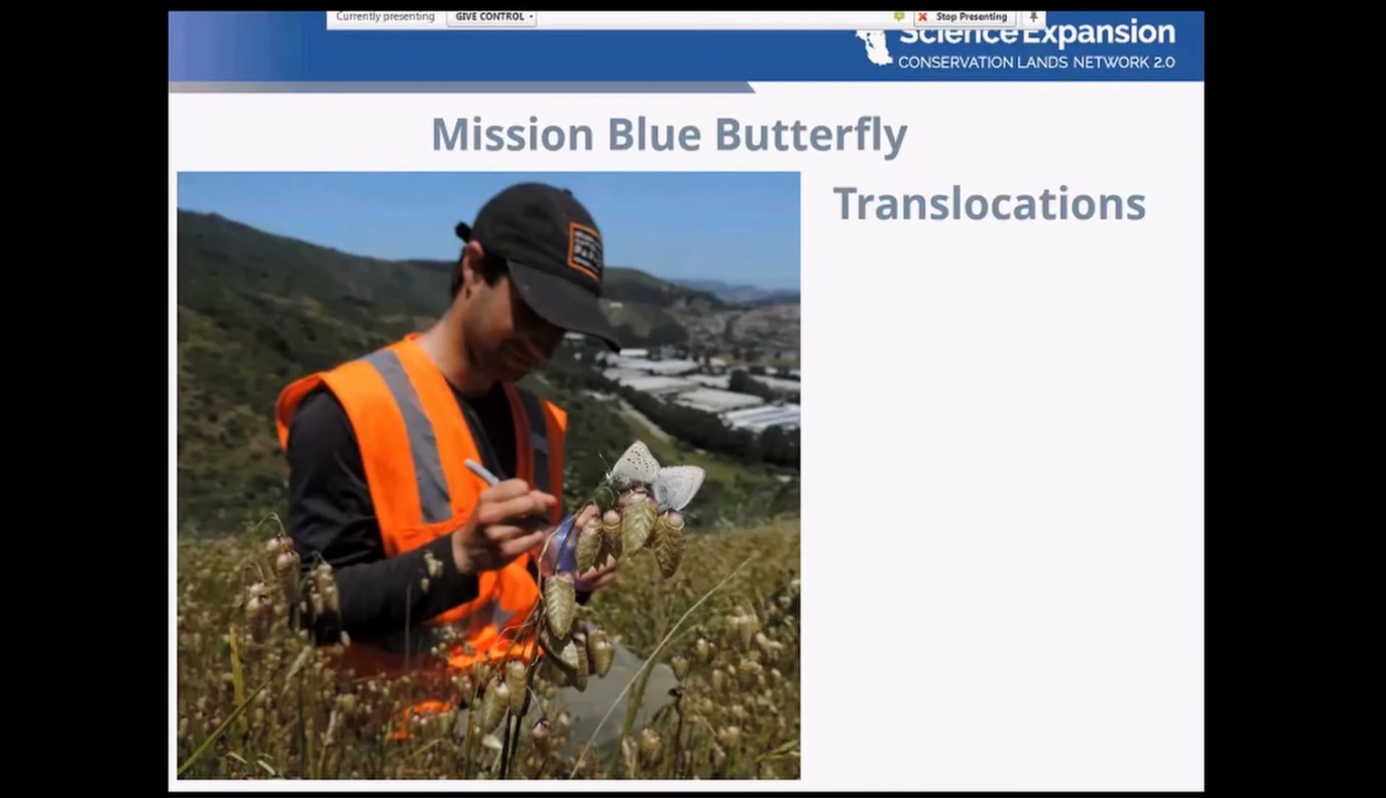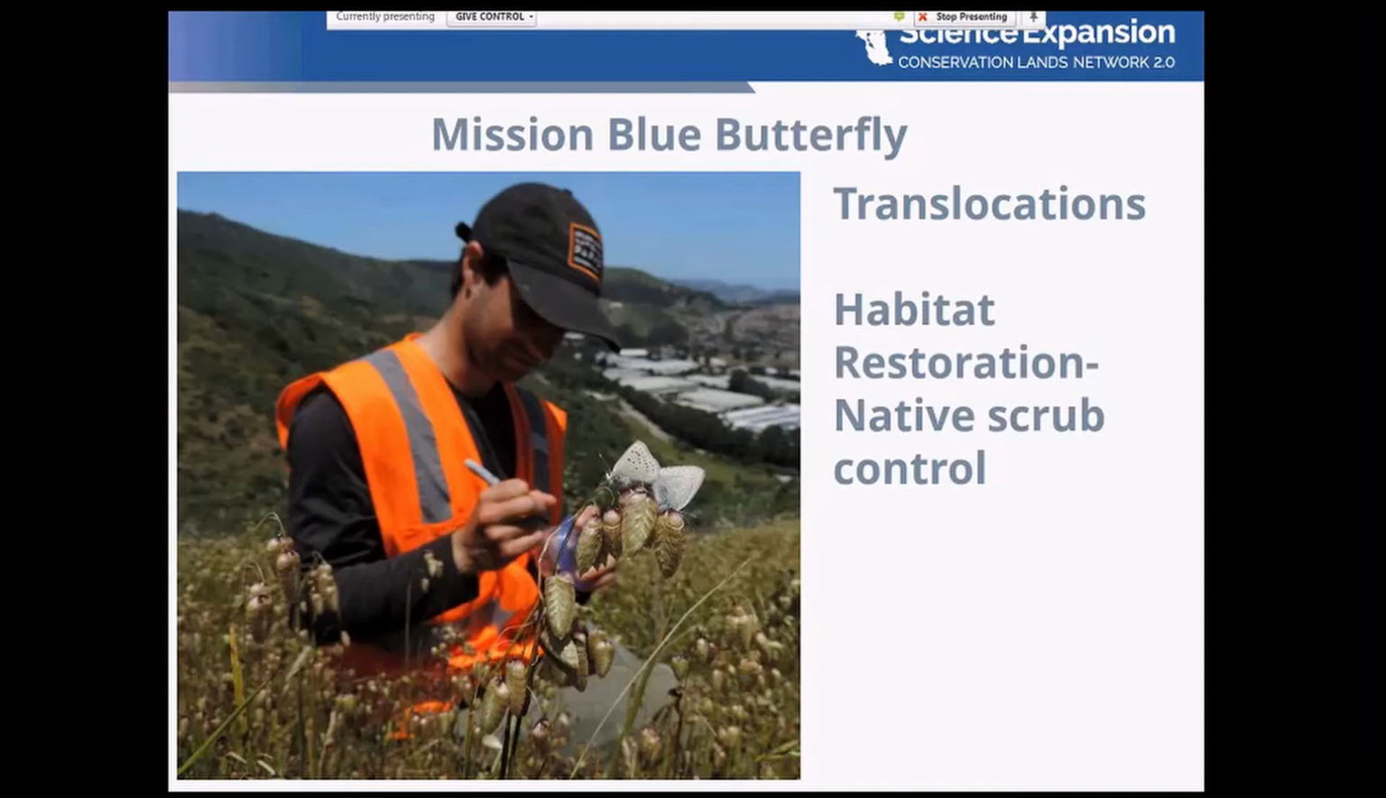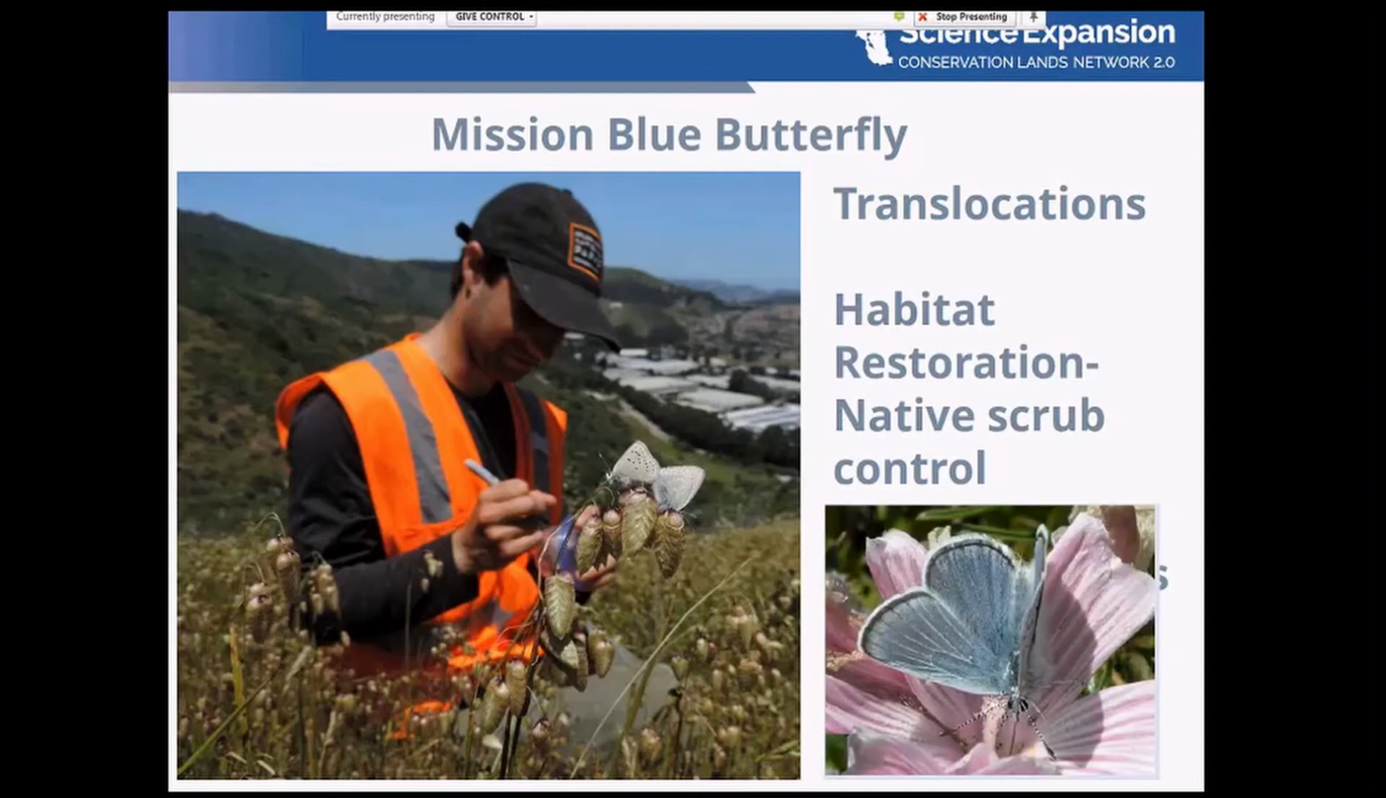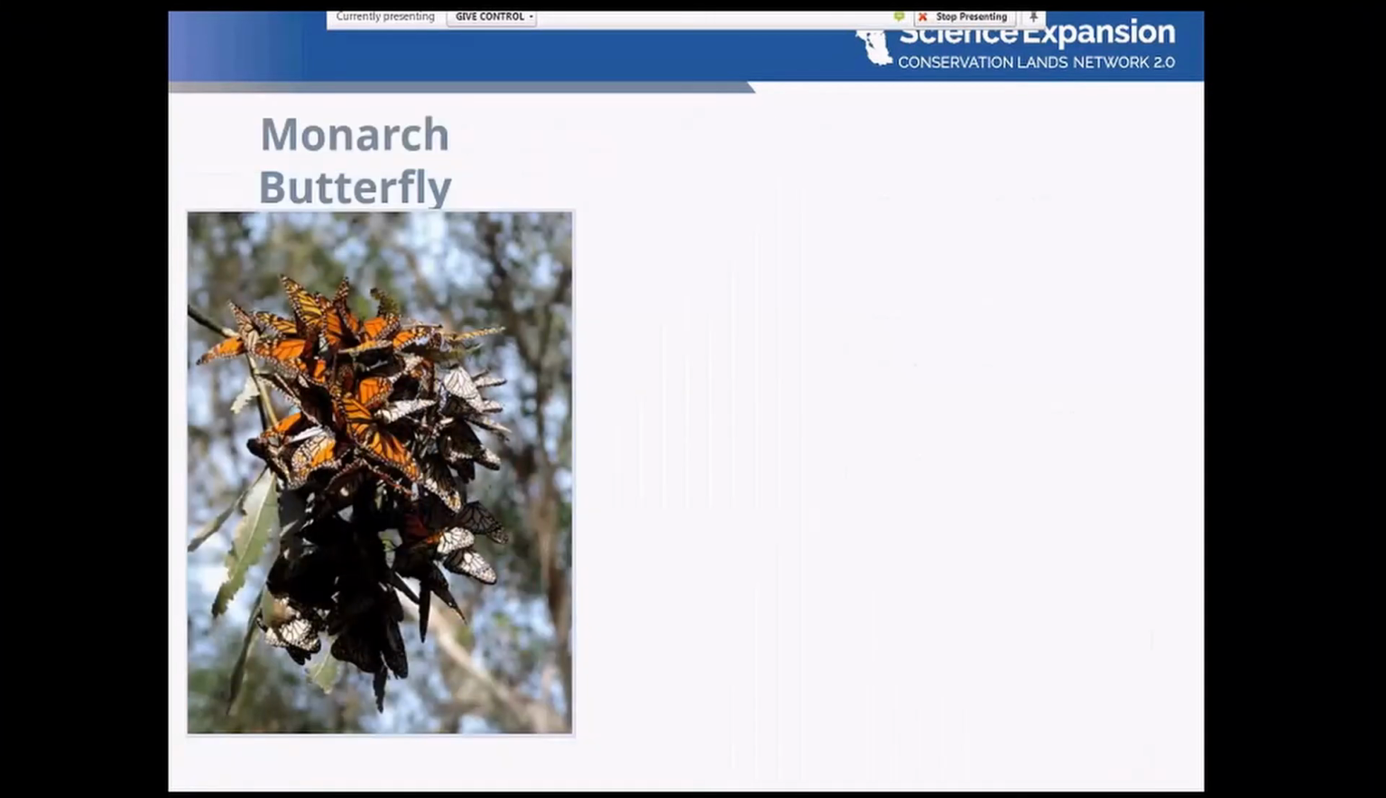Going into the insect world, we have the mission blue butterfly, where there are active translocations taking place to repopulate places like Twin Peaks in the middle of San Francisco. A lot of habitat restoration, and it really brings forth the issue of native scrub control and seeding in host plants. It's representative of coastal grasslands that are being overtaken by native scrub encroachment, with the loss of the grassland biodiversity. Next slide.